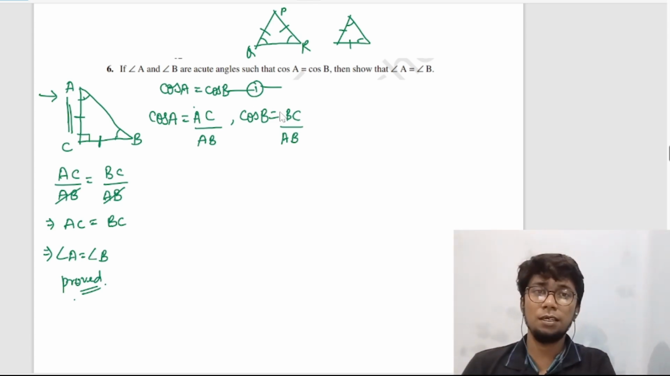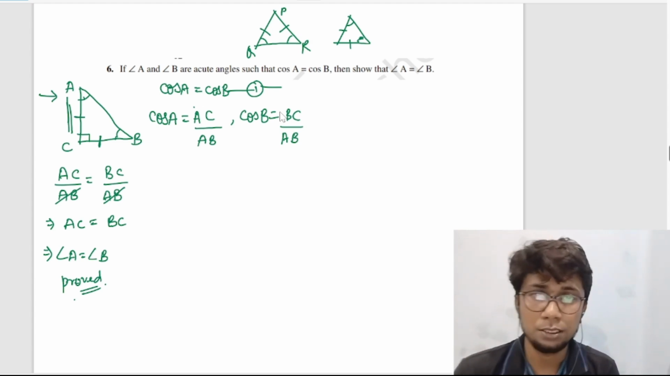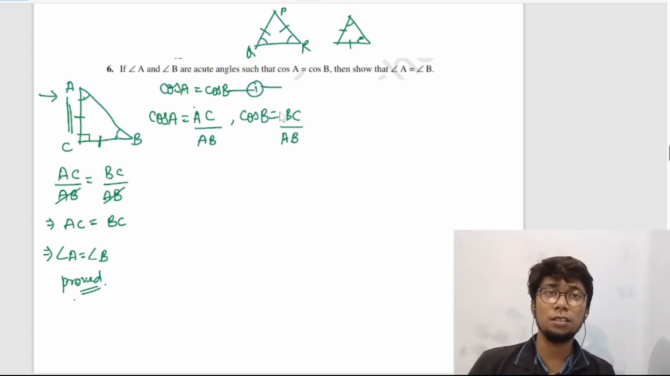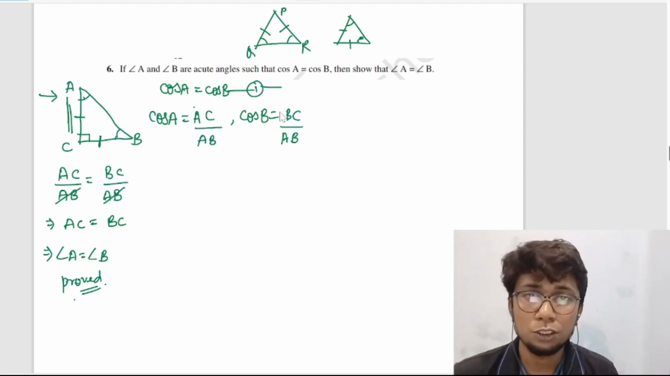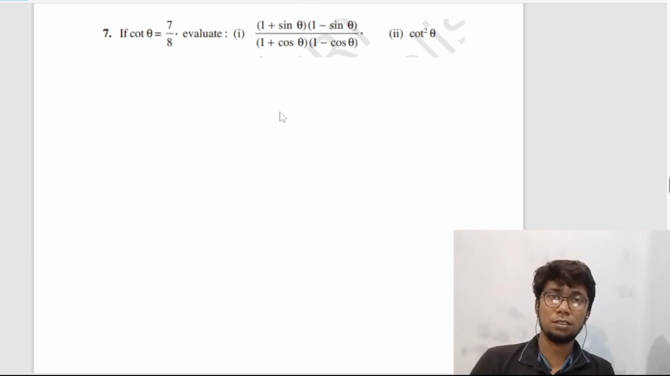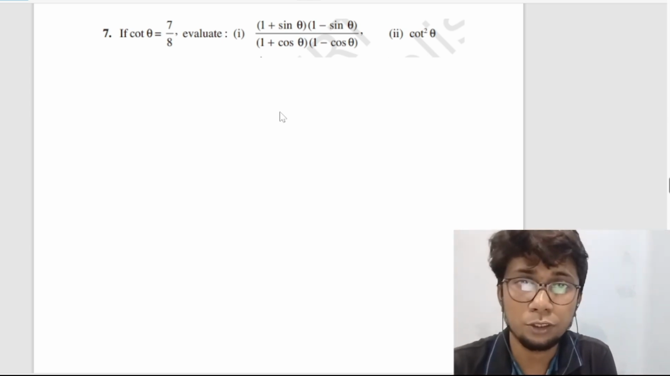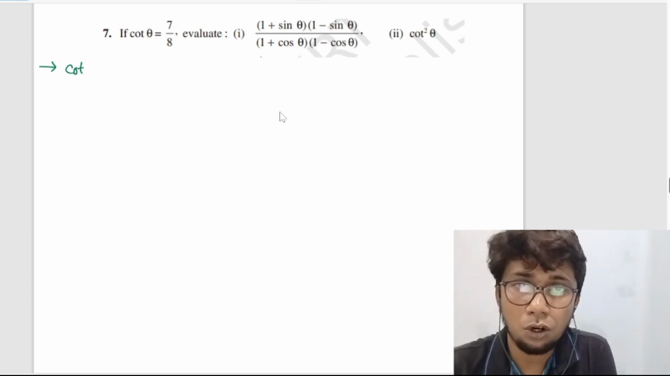Now how did this result come, that angles opposite to equal sides are equal? That we'll see in the triangles chapter. But for now, you can assume that this is the result. You can learn this result that angles opposite to the equal sides, that means sides which are equal in length, those angles will also be equal in measure. Fine. So now let's move on to the next question. Here it is. We are given that cot theta is 7/8.